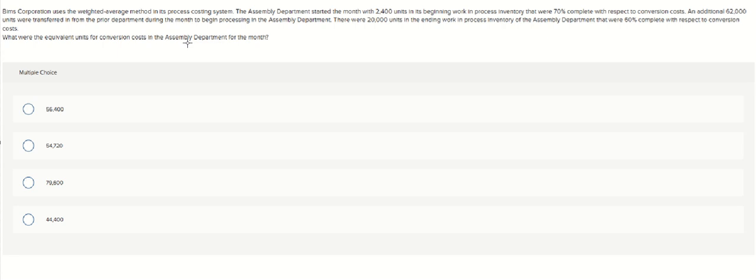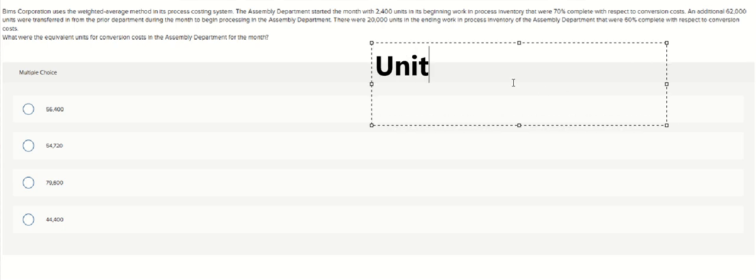So today I want to show you how to find the equivalent units for conversion cost. So the first thing we need to find is the units of transfers out.